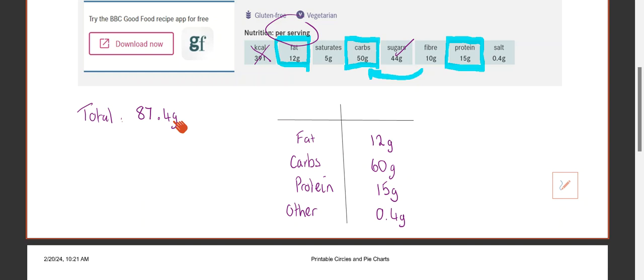So how do we work out the percentage of fat, for instance? Does anyone remember? Quick, just get it. Does anyone know how to do the percentage?